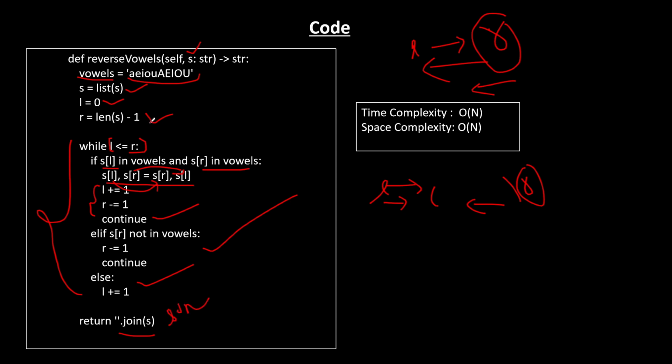Now the time complexity for the problem is O of n. The reason being, we're traversing the complete string, which is of length n. The space complexity is also O of n because we are using a list here which occupies this space, and that is the reason the space complexity comes out to be O of n. I hope you understand this code explanation.